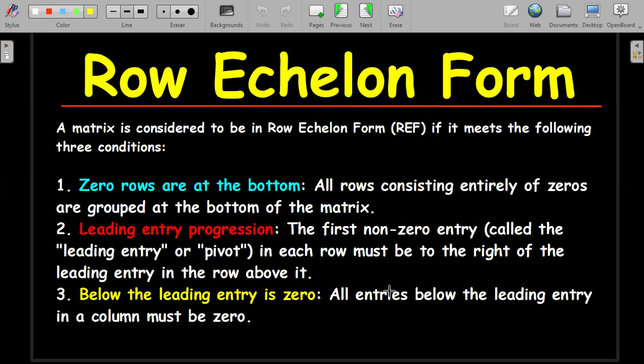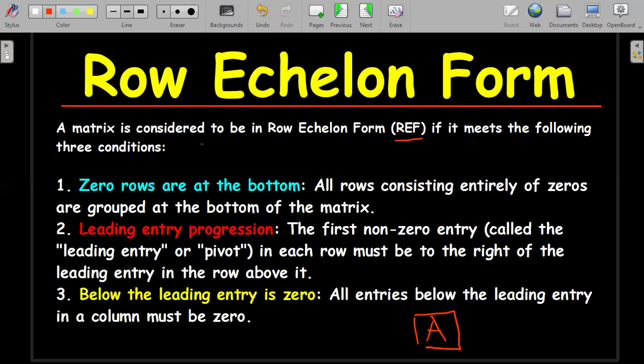So we start our discussion with the conditions required for a matrix to be known as being in row echelon form. If you have a matrix, let's say this matrix is matrix A, for this matrix A to be in row echelon form, three conditions must be met. A matrix is considered to be in row echelon form, short form REF, if it meets the following conditions.